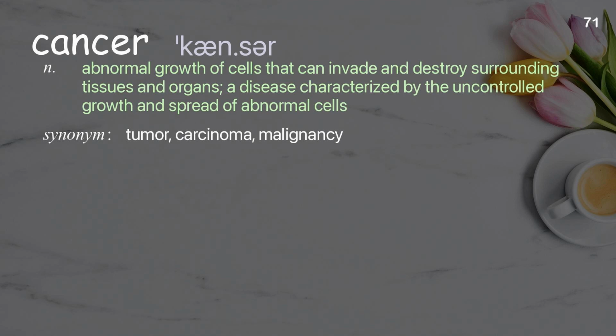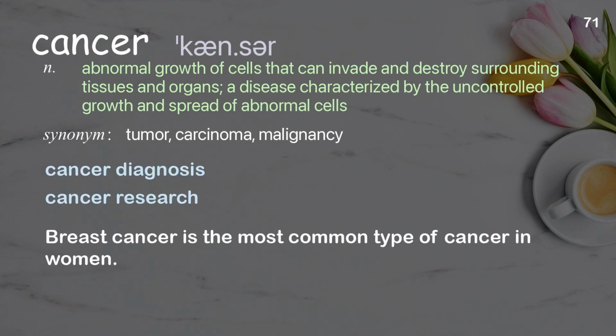Cancer: abnormal growth of cells that can invade and destroy surrounding tissues and organs. A disease characterized by the uncontrolled growth and spread of abnormal cells. Examples: cancer diagnosis, cancer research. Breast cancer is the most common type of cancer in women.